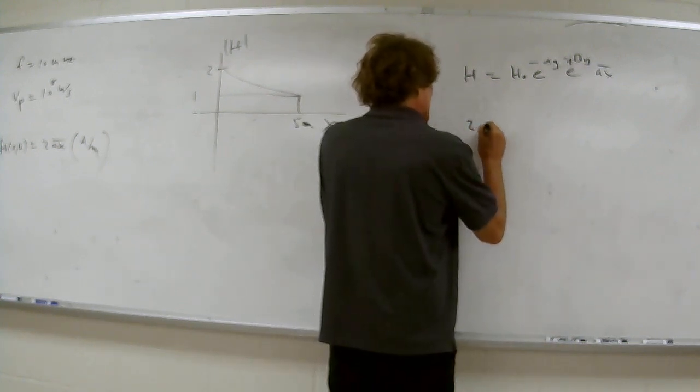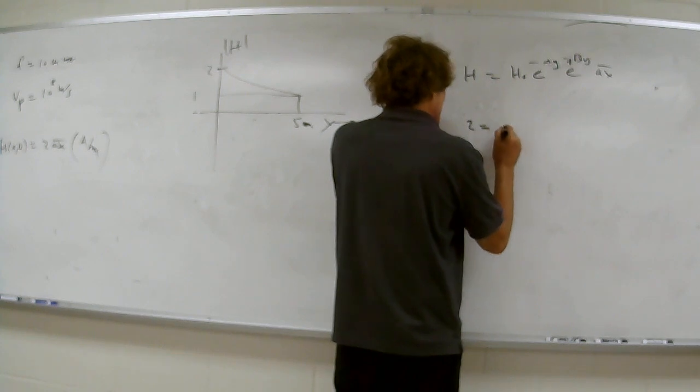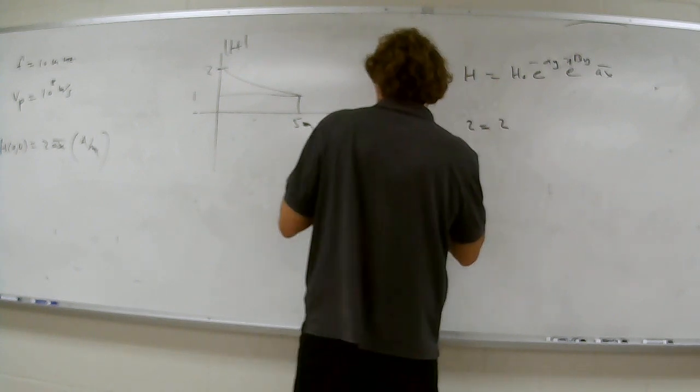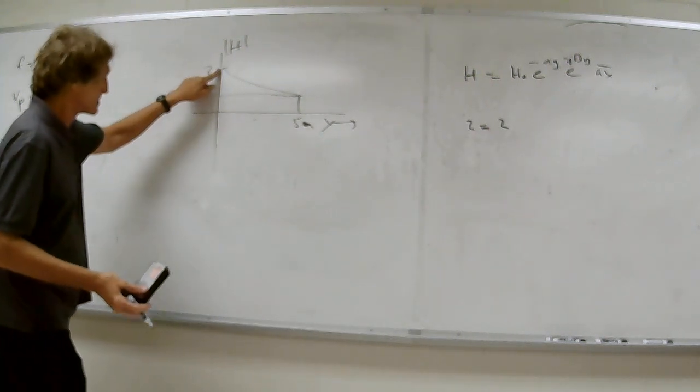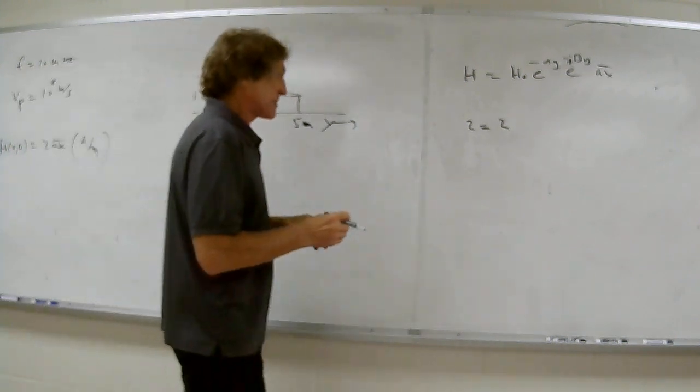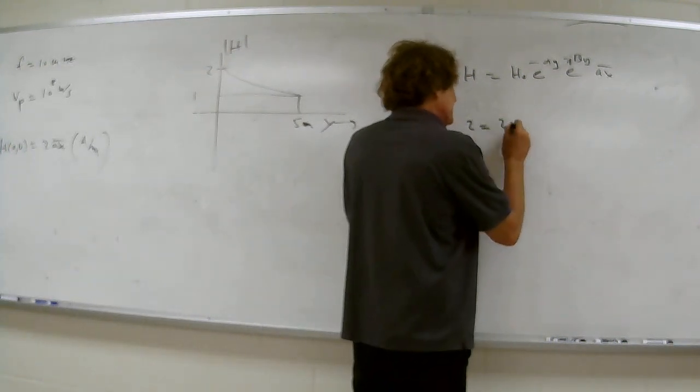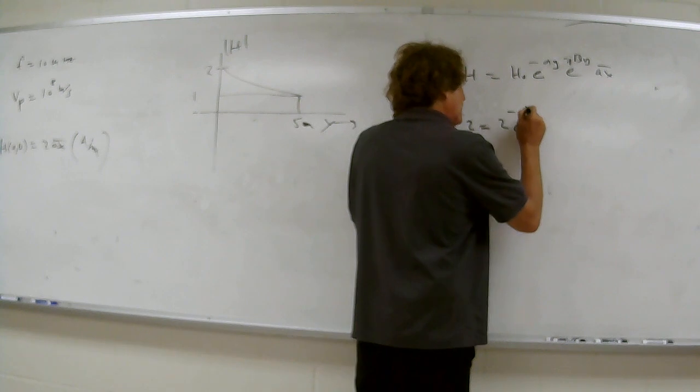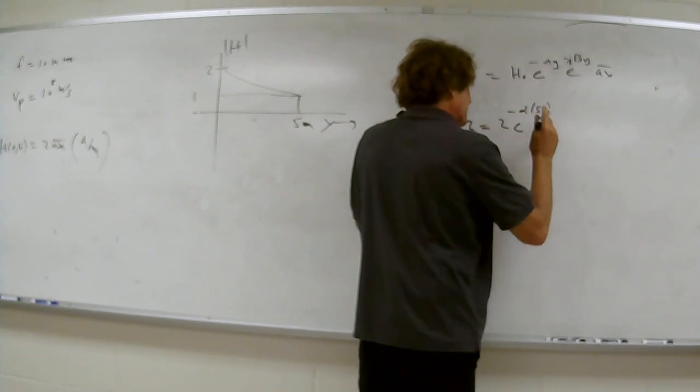Here, 2 has got to be equal to H naught, which is 2. H naught is given at 0, 0 as 2. But at 5, it goes down to 1. So it's got to be equal to e to the minus alpha times 5. You all follow me in that?